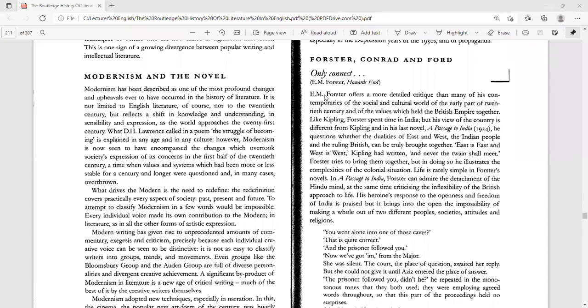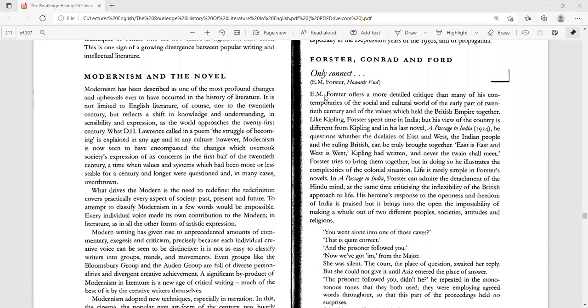Forster questions in his novel A Passage to India whether the dualities of East and West, the dualities of the Indian people and the ruling British can be truly brought together, or East is East and West is West, and never the twain shall meet. The idea of Kipling will remain true.